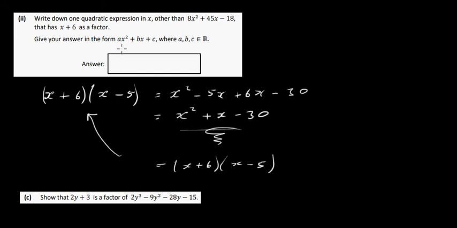So this is another expression with x plus 6 as a factor. Give your answer in the form ax squared plus bx plus c, where a, b and c are real. So a here is 1, b is 1, and c is minus 30. So you may get a different answer, but my answer here anyway is x squared plus x minus 30.